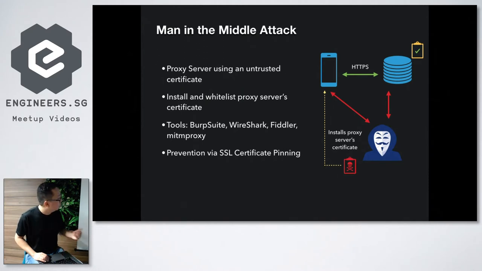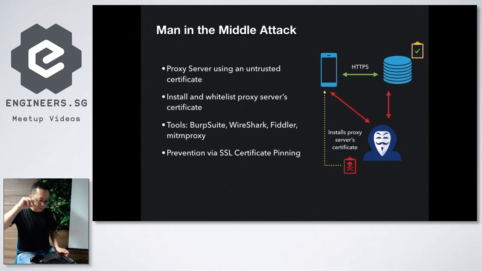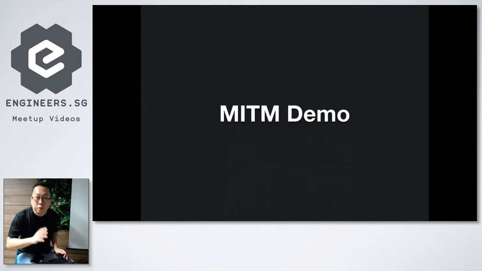Some well-known tools are Burp Suite, Wireshark, Fiddler, MITM Proxy, and Charles Proxy as well. One way to prevent this attack is to use SSL certificate pinning, whereby we add the trusted server cert into our app, and we add extra code to ensure that the app only communicates with servers using that particular cert. So I will just spend about 2 to 3 minutes showing you what a man-in-the-middle attack is.